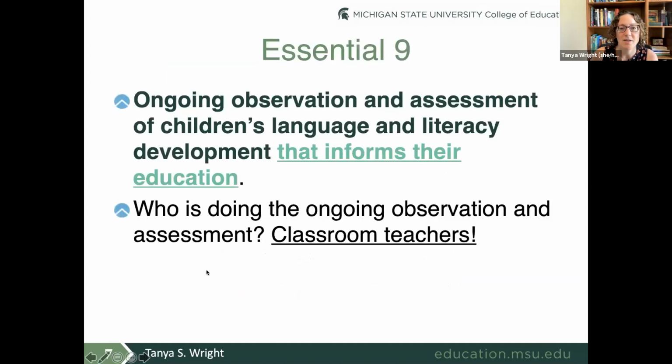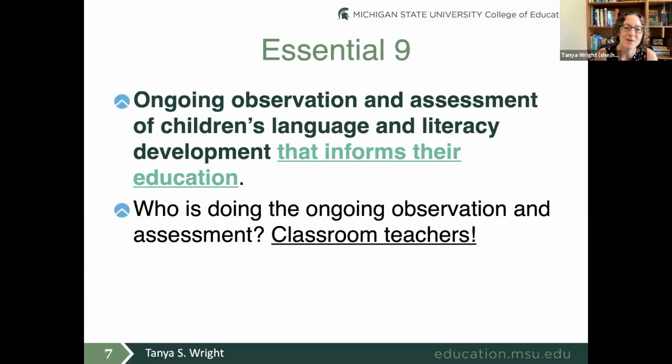So what do we mean by ongoing observation and assessment of children's language and literacy development that informs their education? Well, what we mean is that teachers need some details about where kids are in their thinking and understanding in all, or at least most of those areas of development that we talked about earlier today, to figure out what kids need to learn next.